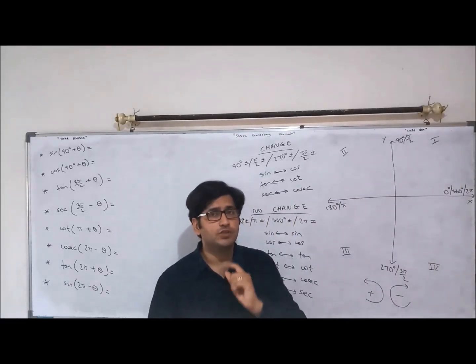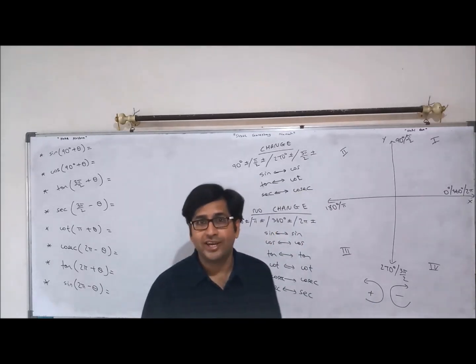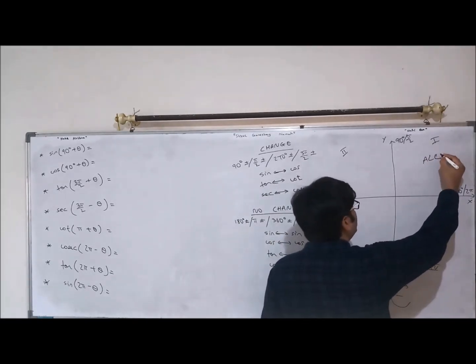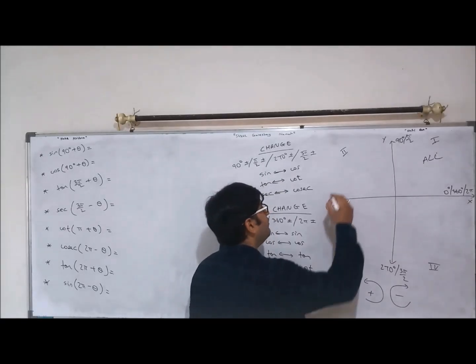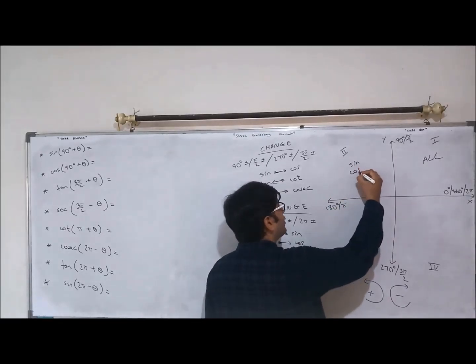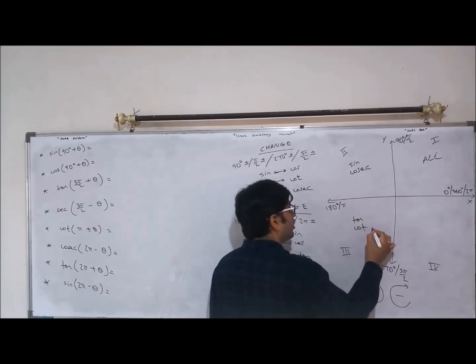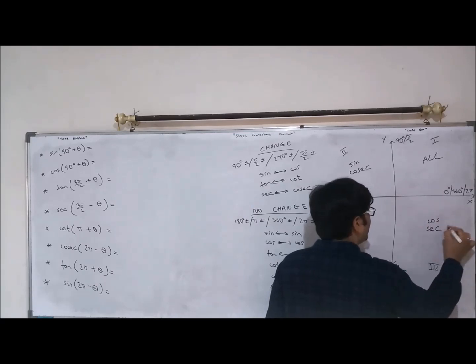Now students, in the first quadrant, all the 6 trigonometric functions, sine, cos, tan, cot, sec, cosec, all are positive. So I am going to write down here all. All means all the 6 trigonometric functions are positive. In the second quadrant, we have sine and cosec as positive. In the third quadrant, we have tan and cot as positive. And in the fourth quadrant, we have cos and sec as positive.